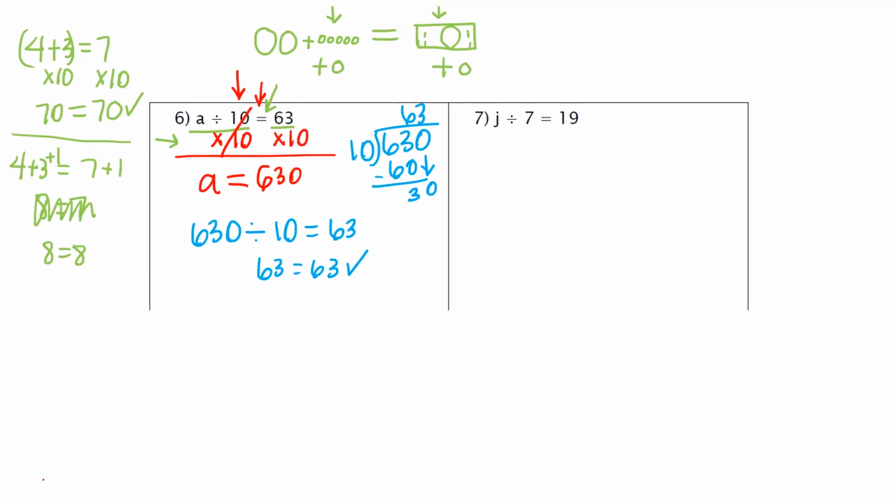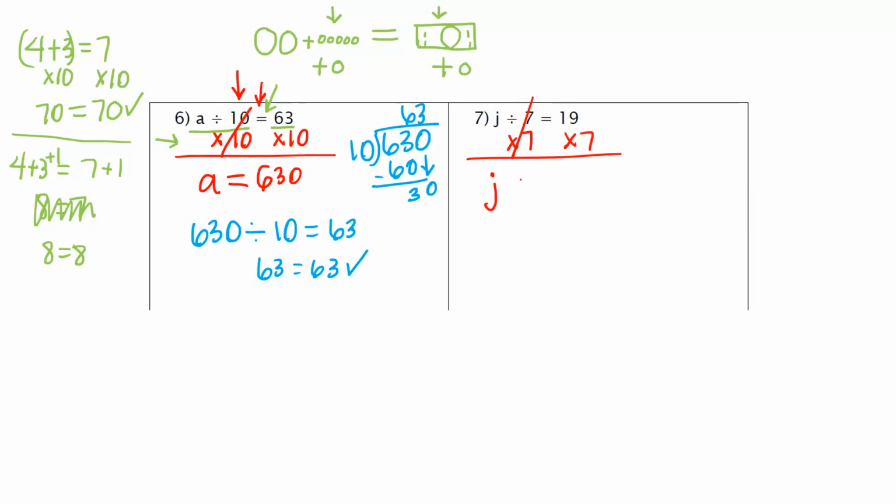Now let's take a look at example number 7. I have J divided by 7 equals 19. Again, we've been given division, so to undo that, we need to do multiplication. So we need to multiply both sides by 7 because I've got to get whatever's over there with that J away. So the way to move that divided by 7 is to multiply by it, but on both sides.